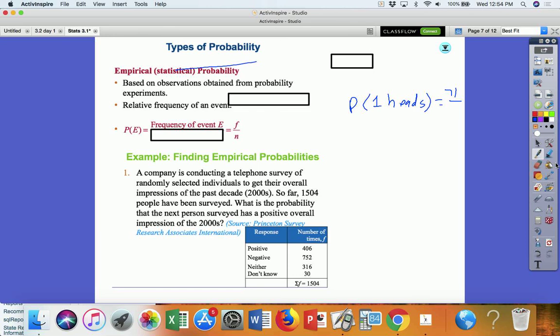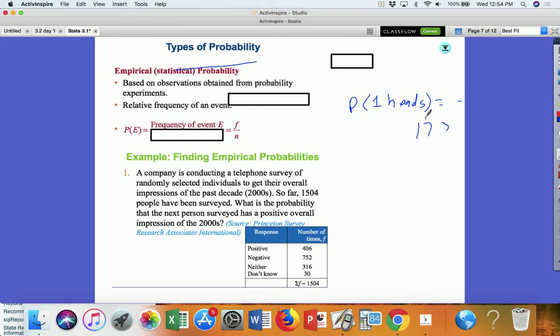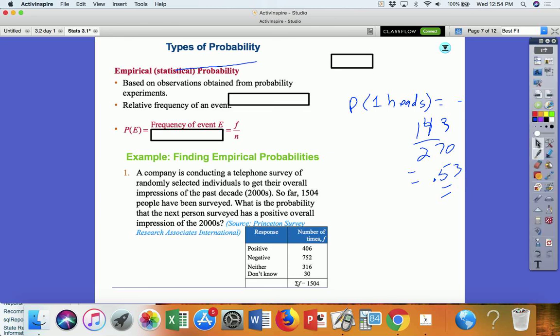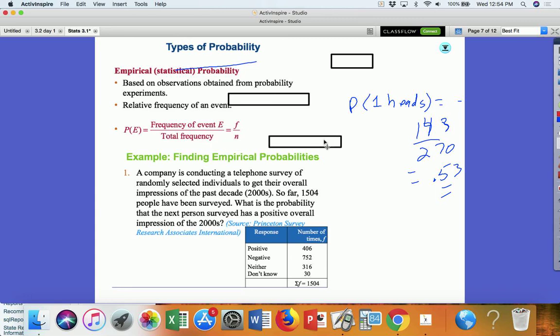And then we ran a simulation, so that's 143 over 270, and we got that to be about 53%. Now, I didn't put there that the total number of outcomes of the experiment, or the frequency, is going to be your denominator.